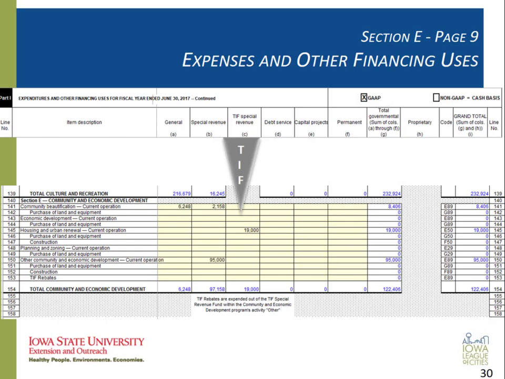So if your community is participating in a beautification project or doing something with housing, purchasing and developing land, working with a developer who's purchasing or developing land and doing some economic development pursuits, this is where all of those are going to be reported. Again, it is extremely important that the TIF expenses be reported in that column.